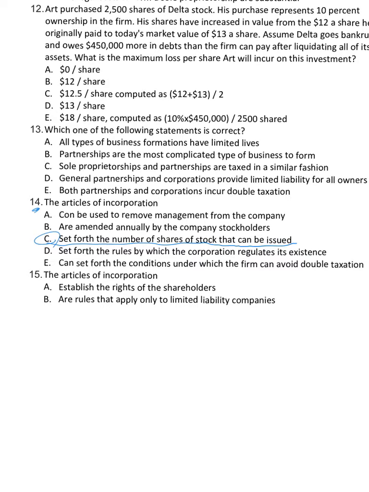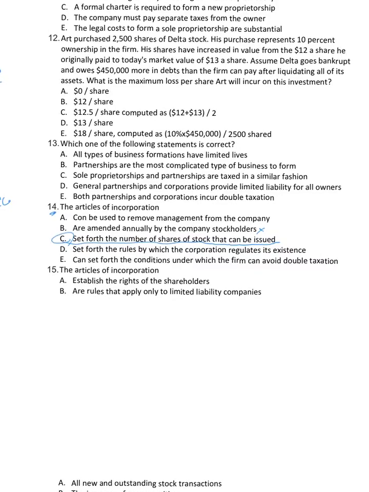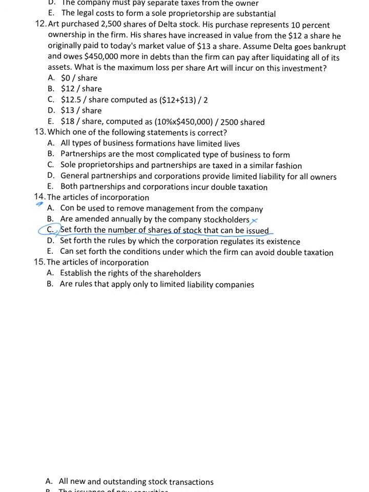It's not going to be A, which can be used to remove management from the company. It's not going to be B, which are amended annually on the company's stockholders. It's not going to be D, which sets forth the rules by which the corporation regulates its existence. And it's not going to be E, which can set forth the conditions under which the firms can avoid double taxation. It's none of those. Those are for different corporate documents.